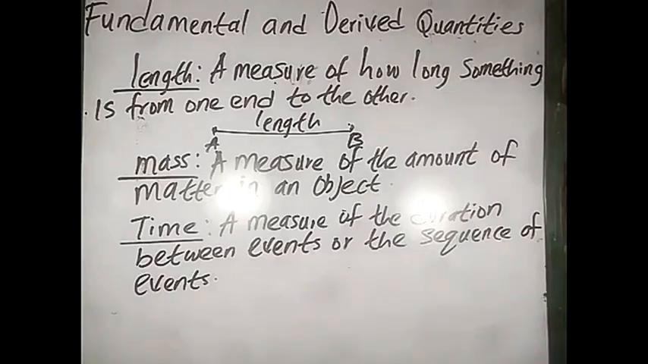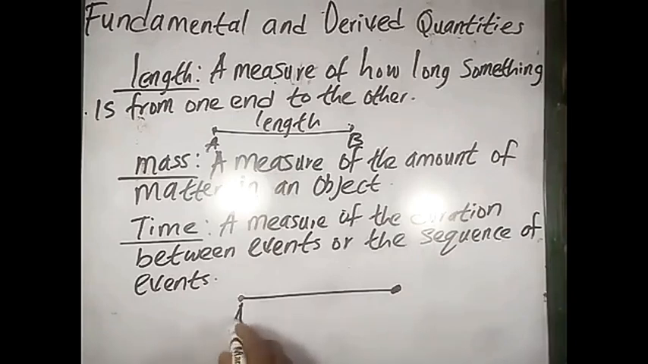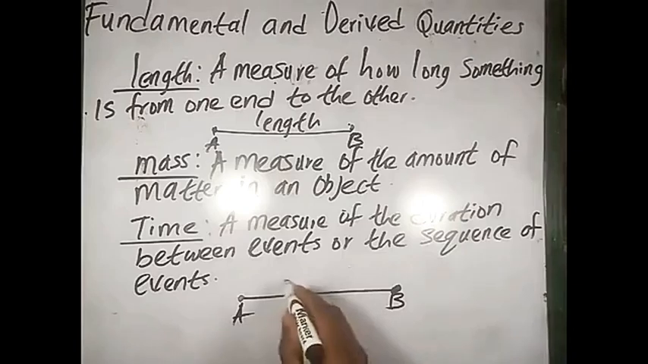Now mass. Mass is the measure of the amount of matter in an object. It describes the heaviness or the quantity of material in a particular object. Time is a measure of duration between events or the sequence of events. The measure of the duration for me to draw a line from point A to point B is what is called time.